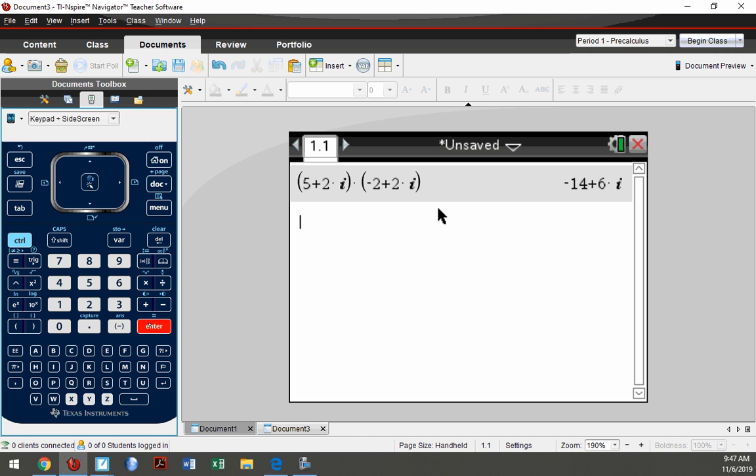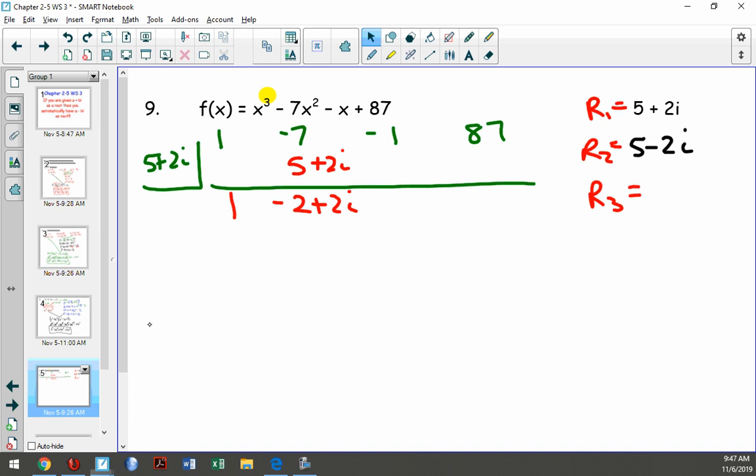Isn't that sweet? Doesn't that make your life so much easier? I'm not going to tell you that before you do your complex numbers worksheet. I'm going to make you do your complex numbers worksheet by hand, right? Do we understand that? But you should be having a huge aha moment. Should you miss any complex numbers on the test? No. Okay, so you're going to have -14 plus 6i.